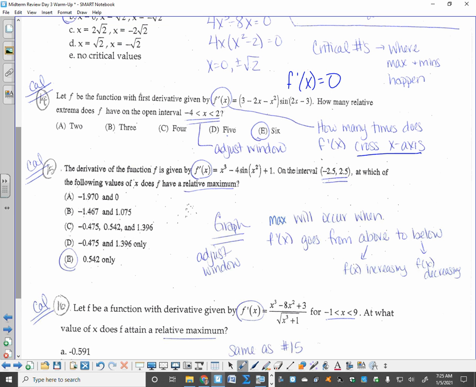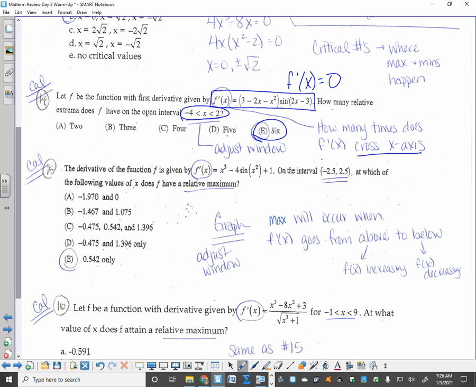So now I want you to type this in. You need to make sure that you're in degrees. Type it in, and adjust your window so that you're only looking from -4 to 2, and you'll see that it's crossing 6 times. So go ahead and pause, type it in, and make sure you're comfortable with that.